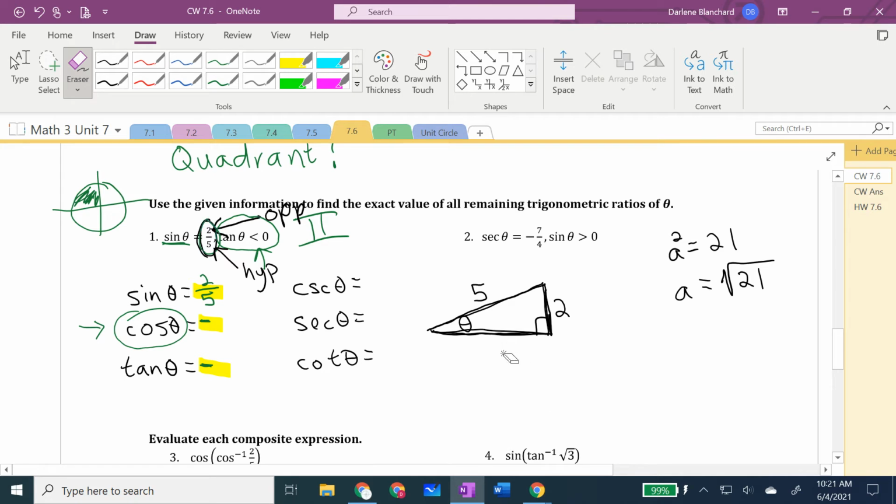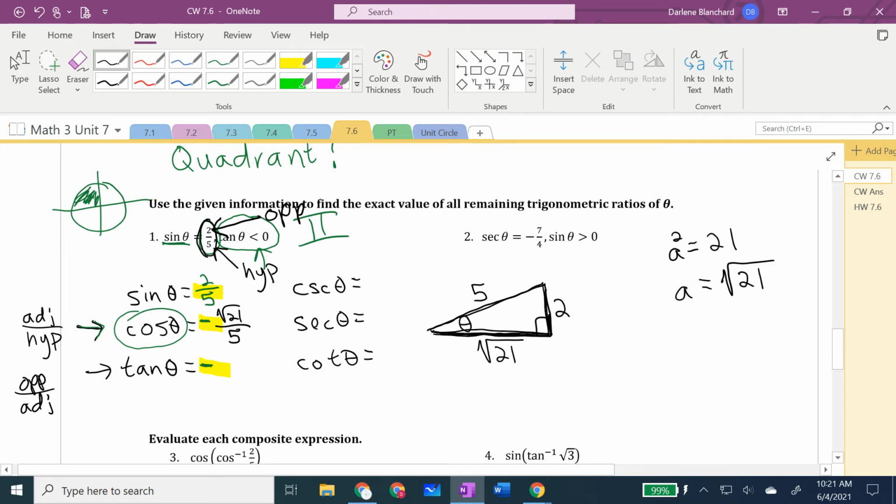And I'm going to erase my a, and I'm going to replace it with the square root of 21. And now I am going to be able to finish my SOHCAHTOA by realizing that cosine is adjacent over hypotenuse and tangent is opposite over adjacent. Adjacent side is the square root of 21. The hypotenuse is 5. And I have my cosine of theta based on the given information.